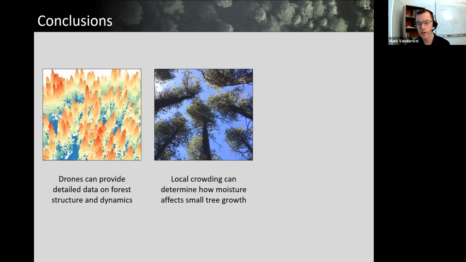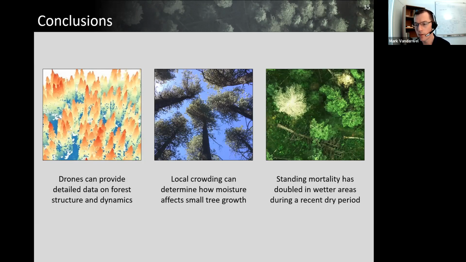I looked at the relationship between growth rates and competition and soil moisture, and we found that there was an interaction where the combination of high competition for light as well as low soil moisture was particularly damaging and led to a pronounced decrease in growth rates, both for white spruce and for lodgepole pine.